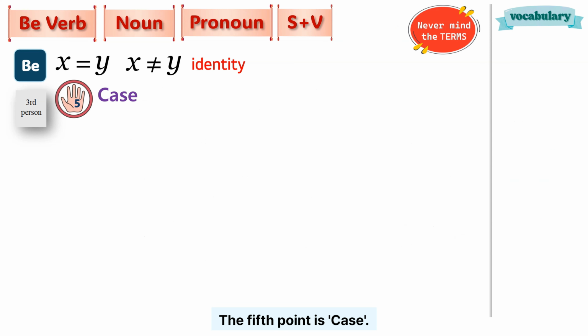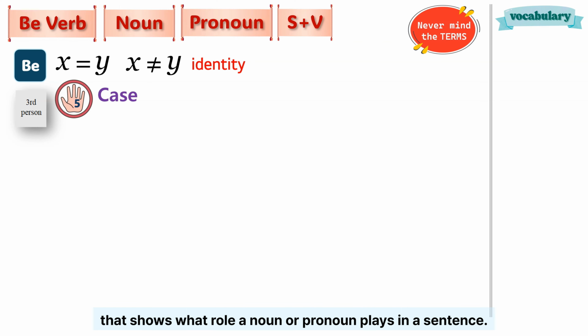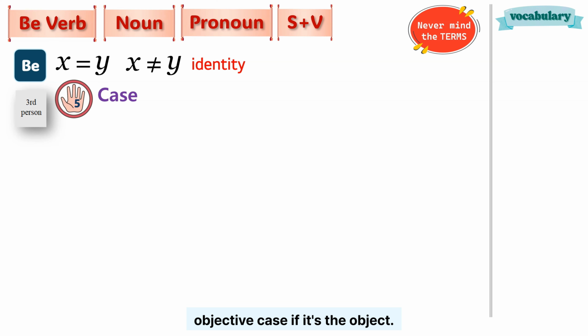The fifth point is case. Simply put, it's a grammar term that shows what role a noun or pronoun plays in a sentence. For example, subjective case if it's the subject, objective case if it's the object. Another example is the possessive case. You don't need to memorize these terms, but we must mention them because pronouns have some important rules in usage.